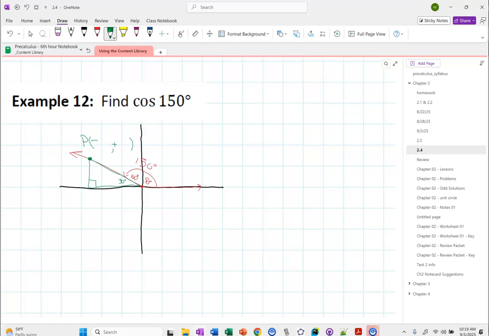Everybody's good? So what does this angle up here have to be then? 60. Aha! What kind of triangle do we have here? 30, 60, 90 triangle. Excellent. You know why that's excellent? Because the side lengths of a 30, 60, 90 triangle exist in predictable ratio to each other, right?